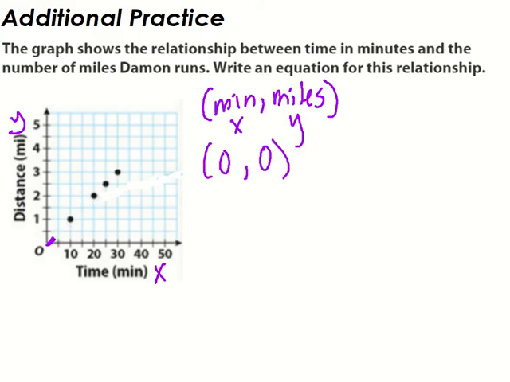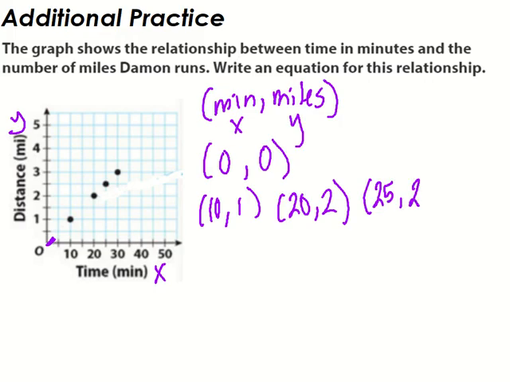So I would look at these points that I have. I have 10, 1, and I have 20, 2, and we've got 25, 2.5, and 30, and 3.